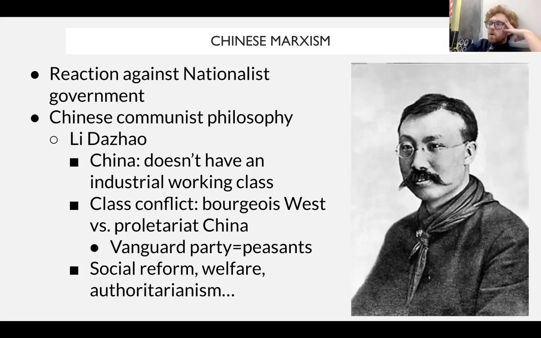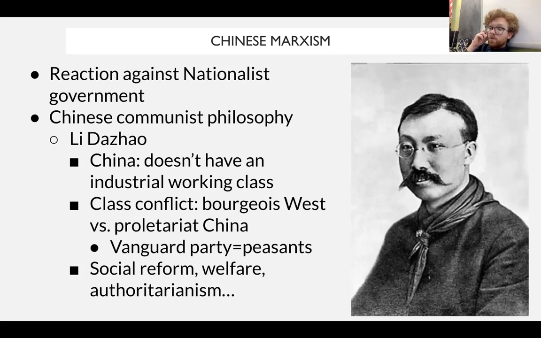But what is Li going to think about in terms of Chinese communism? Because much like Lenin, he is going to recognize that China is not an industrialized country. So Li is going to have to make his own interpretation of Marxism. Li is going to start out by recognizing that the Chinese don't have an industrial working class. Remember, Marx was all about we need those transitions into different stages of socialism and communism, but we need industrial capitalism. But China doesn't have an industrial working class.